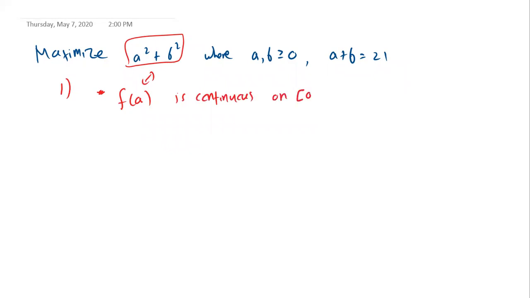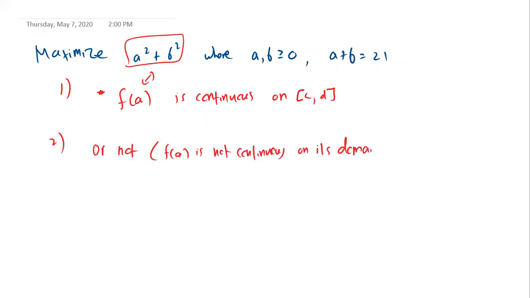On an interval, I already used a, b, so let's use c, d. It's either that case or not. Either f of a is not continuous, or the domain is not a closed interval. Meaning f of a is not continuous on its domain, and/or its domain is not a closed interval. So these are the two cases.